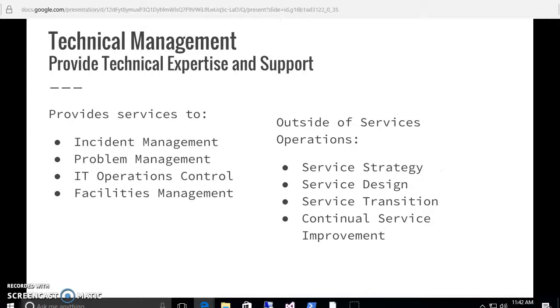All right. Technical management is another function in service operations, and it is to provide technical expertise and support across different areas in service operation, as well as other services within the company. So it provides services to incident management, problem management, IT operations control, and facilities management, as well as services outside of operations like service strategy, service design, service transition, and continual service improvement.